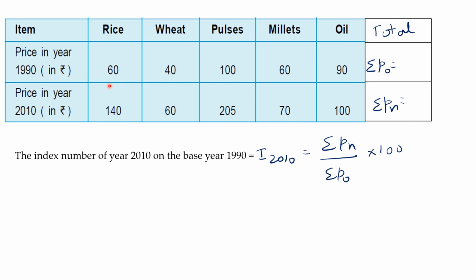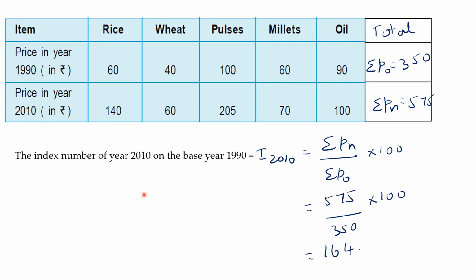If we add all these prices, 60 plus 40 plus 100 plus 60 plus 90, we get the sum of all these prices as 350. And if we add all these prices, 140 plus 60 plus 205 plus 70 plus 100, we get the sum of all these prices as 575, which means summation Pn is 575. So this is 350 and this is 575. So the index number of year 2010 on the base year 1990 is given by 575 upon 350 into 100. So if we divide and simplify, we get 164.